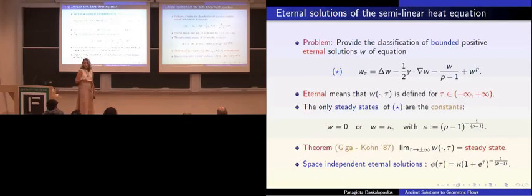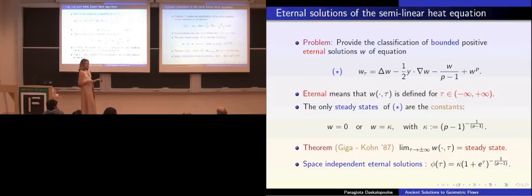These are the trivial, eternal solutions of this equation. And actually it turns out that these are the only solutions. And all, again, theorem by Gidas and Kohn, which is easy to prove because you have a nice Lyapunov functional, is that as tau approaches minus infinity and plus infinity, you converge to a steady state.